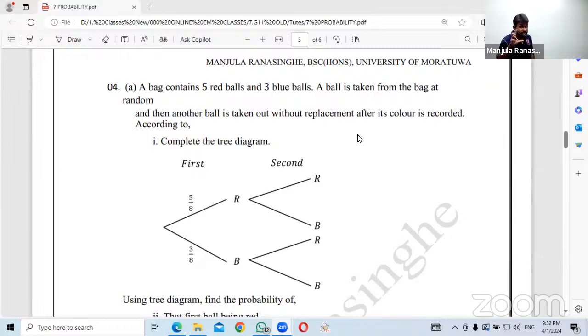Then we have a tree diagram, with the first row. See there. So the first row, and what are the cases here? Red and blue. And the second row, same, we have red and blue, and here also we have red, blue. Okay, the bag contained 5 red balls and 3 blue balls. So out of total balls, 8, how many reds are there? 5. Then how many blues are there? 3 upon 8. So that's the probability.